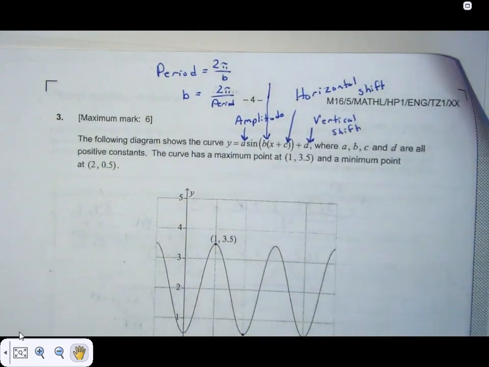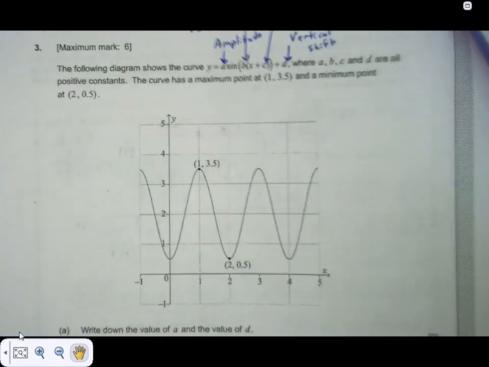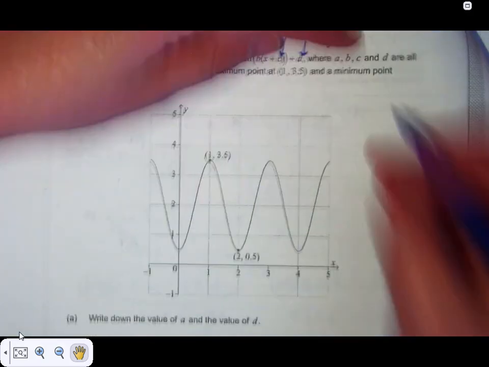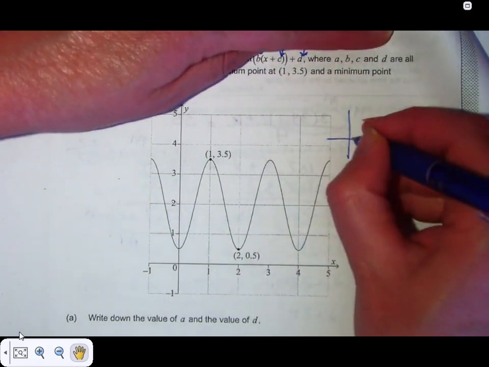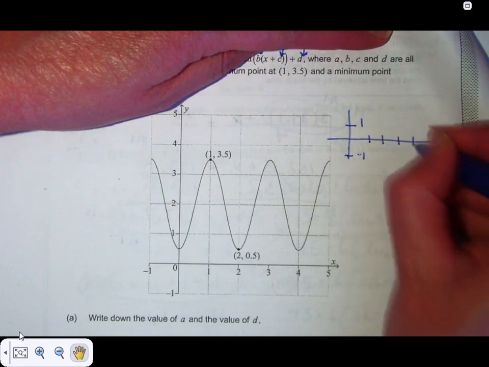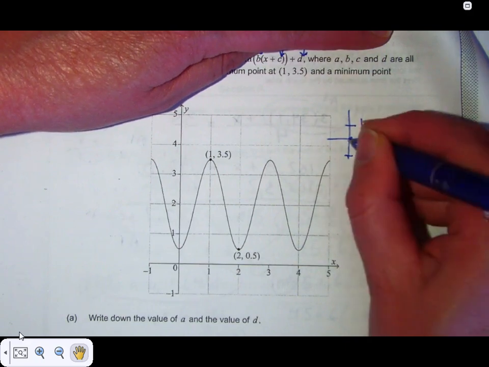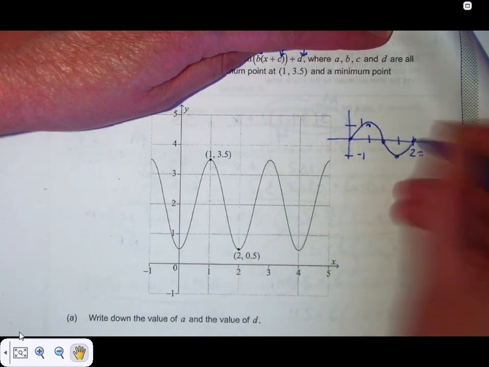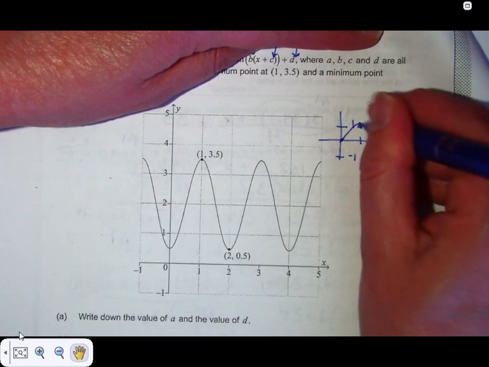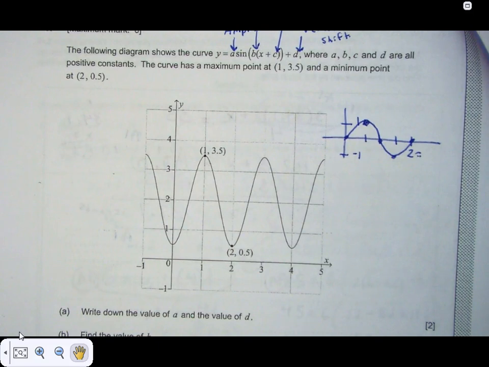So if we look at our graph, it says write down the value of A. When you're talking about A, you're talking about the amplitude. Basically, that's from the midline to the top. If you have a regular sine graph, it goes between 1 and -1, going 0, 1, 0, -1, 0. So the amplitude of that is 1. It's the distance from the midline to the top.